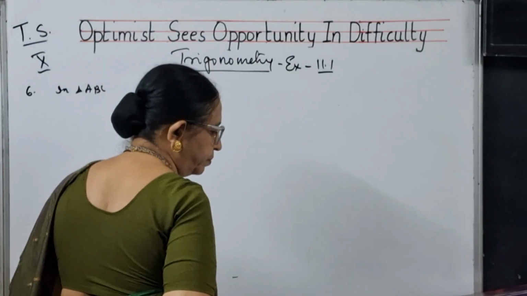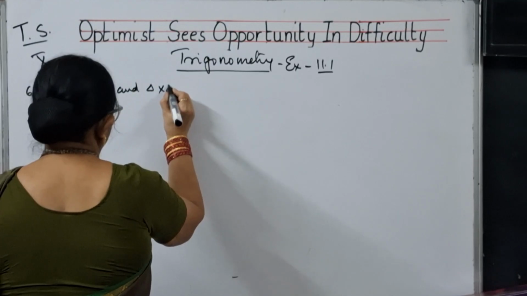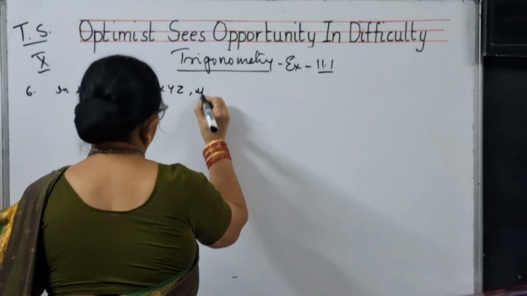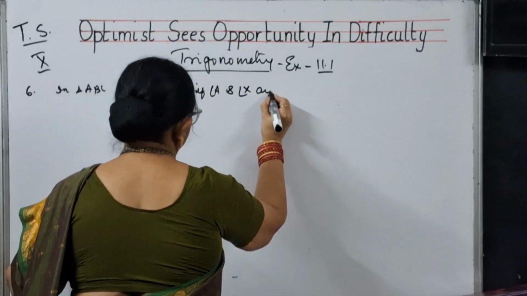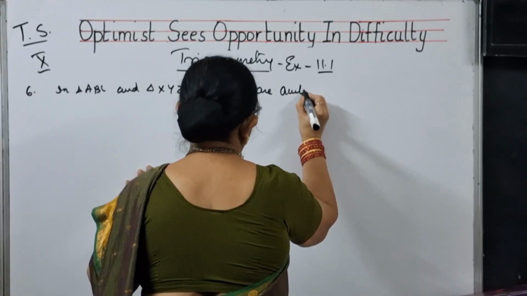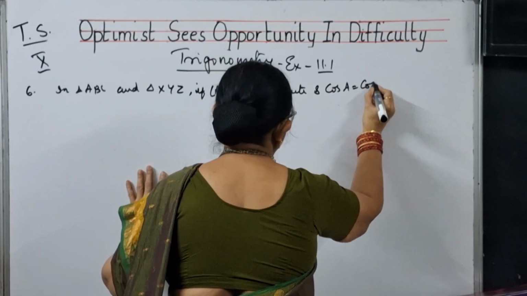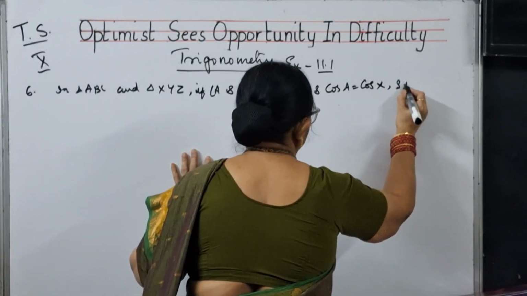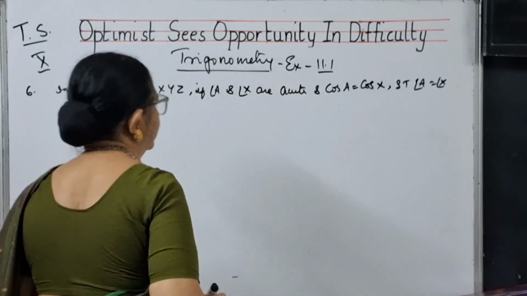ABC and triangle XYZ, if angle A and angle X are acute and cos A is equal to cos X, then show that angle A is equal to angle X.